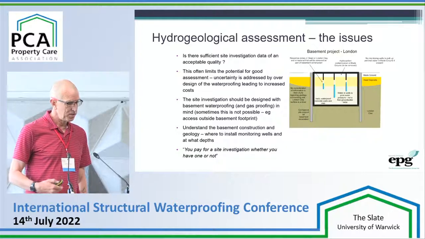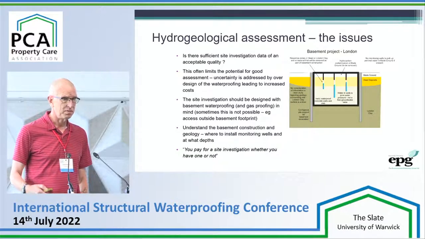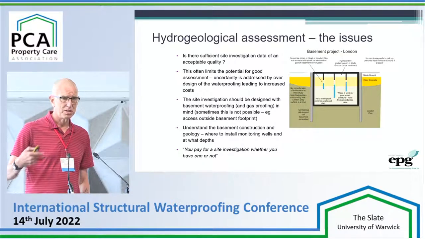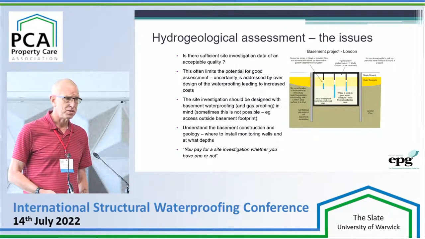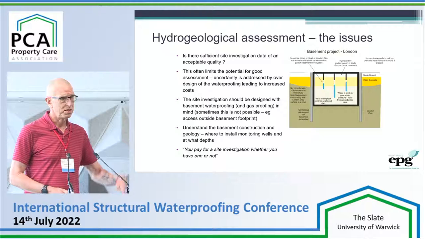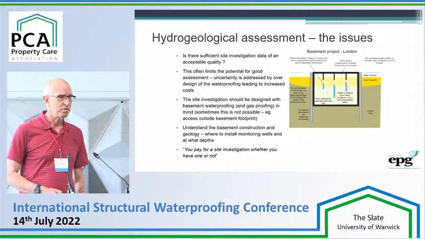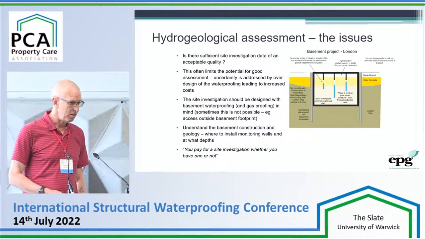So you need to understand the basement construction as well, and the geology, because you should be putting the monitoring wells in discrete horizons so that you understand what the different water levels are and what the different water tables are. What we unfortunately tend to see most of the time is people just whack a standpipe in from 1 meter to however far they've drilled the hole, and then you just get a water column in there. It tells you something, but it's not as useful as if you've got discrete wells in different horizons or different strata.